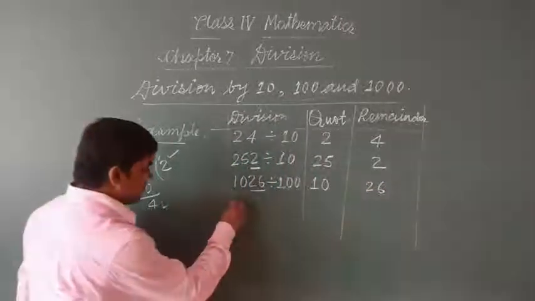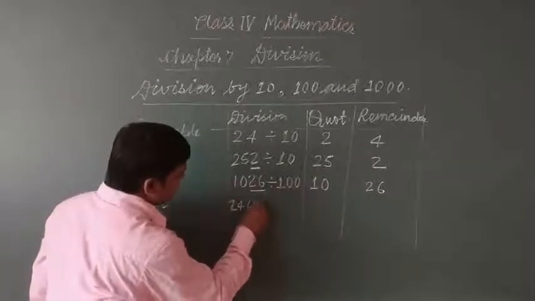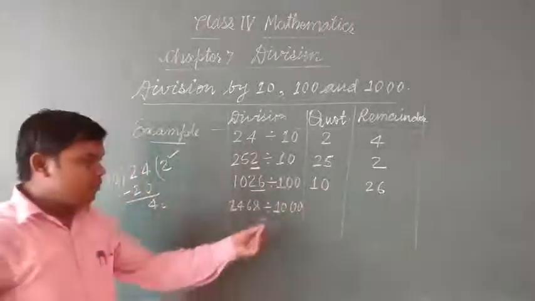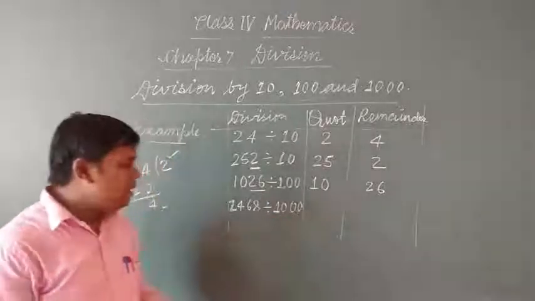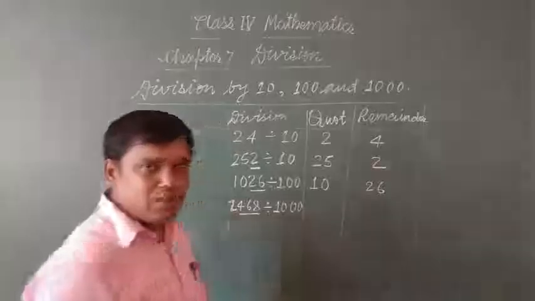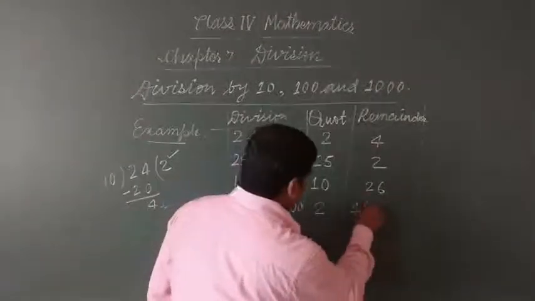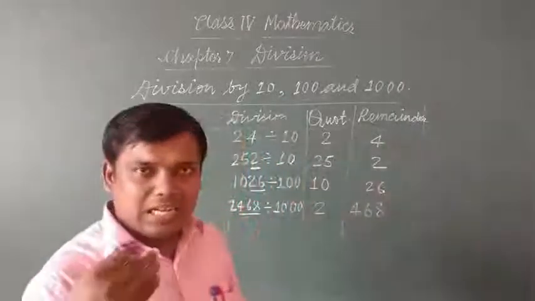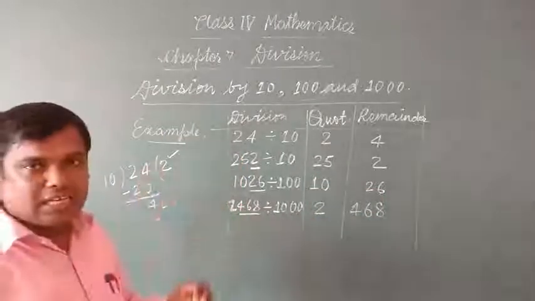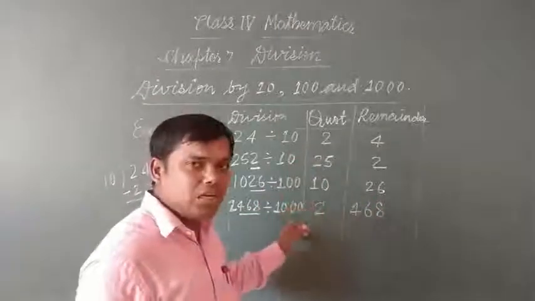If we have the division 2468 by 1000, in case of division by 1000, we take 3 digits from the right side as remainder, and the remaining digits will be the quotient. So here our quotient will be 2 and the remainder will be 468. So you can directly write the quotient and remainder without actual division if you have division by 10, 100 or 1000.